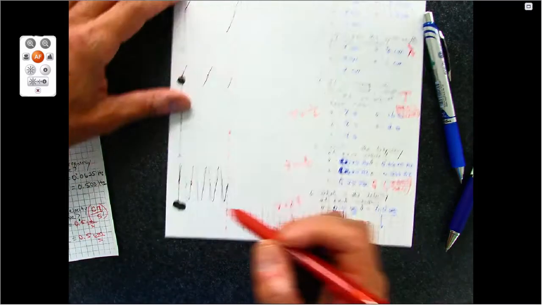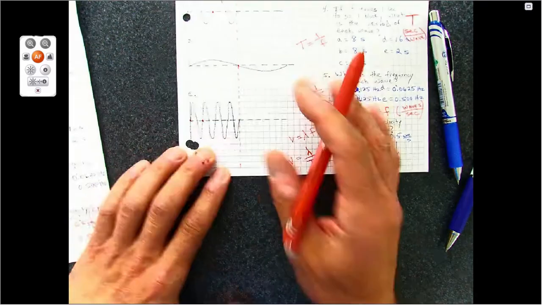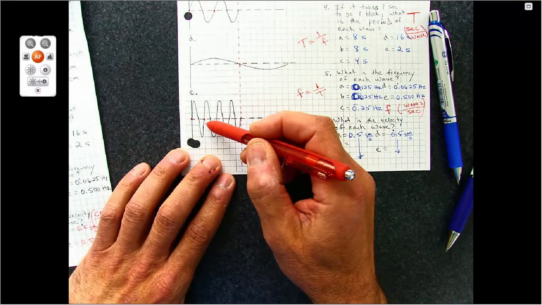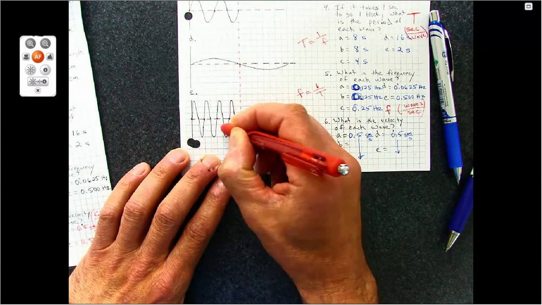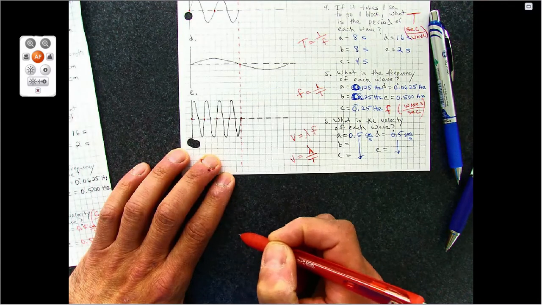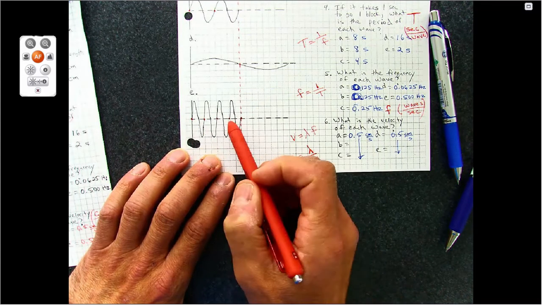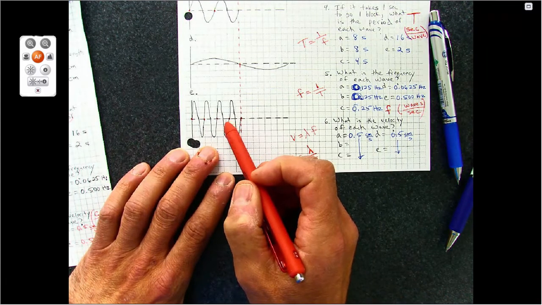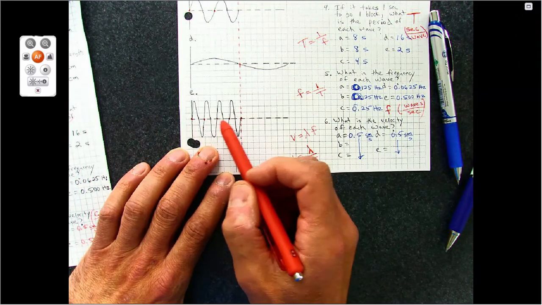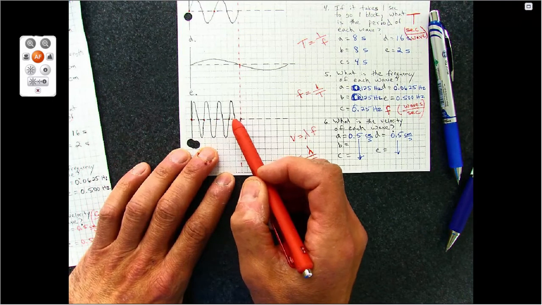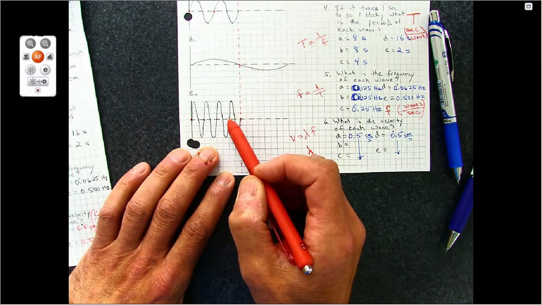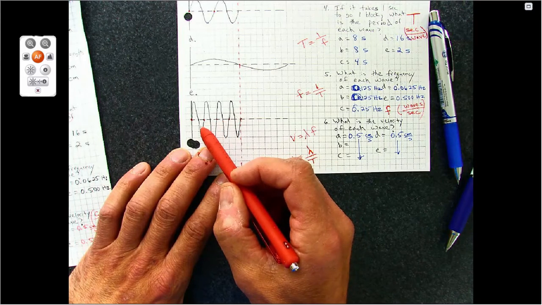Well, since we're on that, how many waves here? 1, 2, 3, 4, right? This has more waves. This is a higher frequency. If you get a higher frequency, what happens to my wavelength? It's less. Okay?